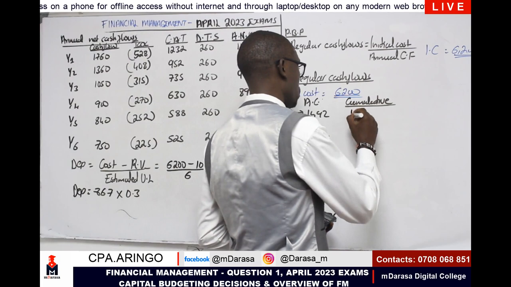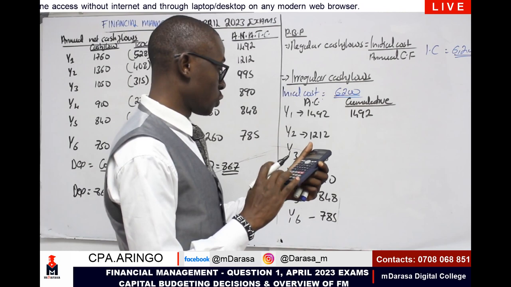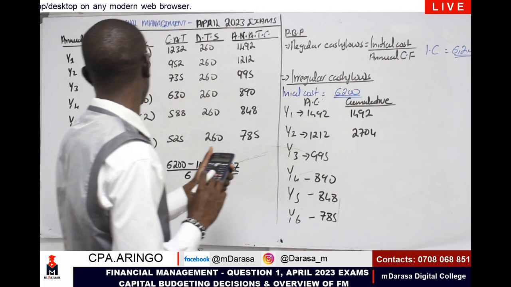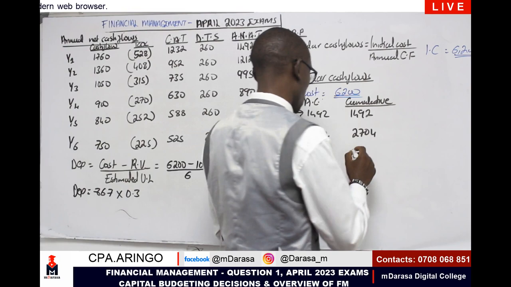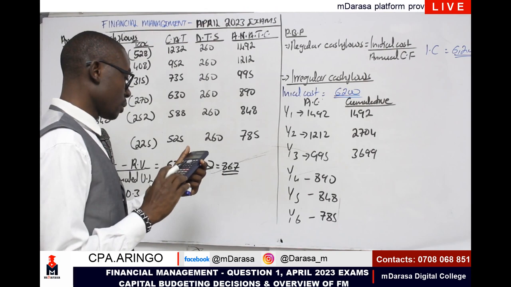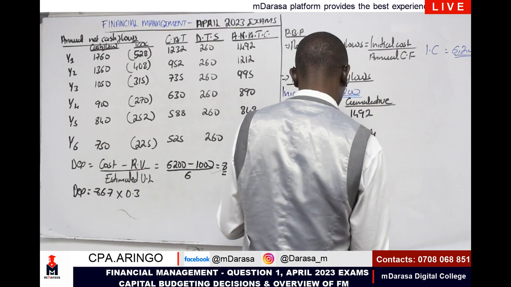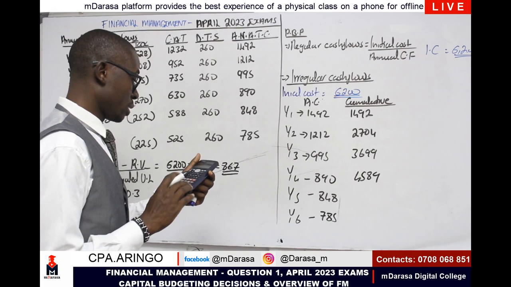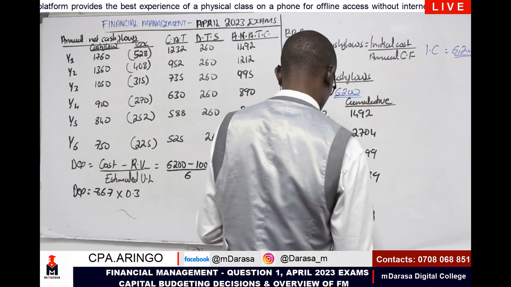So year one is 1492. Year two, 1492 plus 1212. Are we recouped? We've not yet recouped because this one is giving us 2704. Year three, we're having 995. Have we recouped? No, 3699. Year four, 890. Have we recouped? No, because this one is giving us 4589. We've not yet recouped. Year five plus 848, so this one is giving us 5437. Have we recouped? We've not yet recouped.